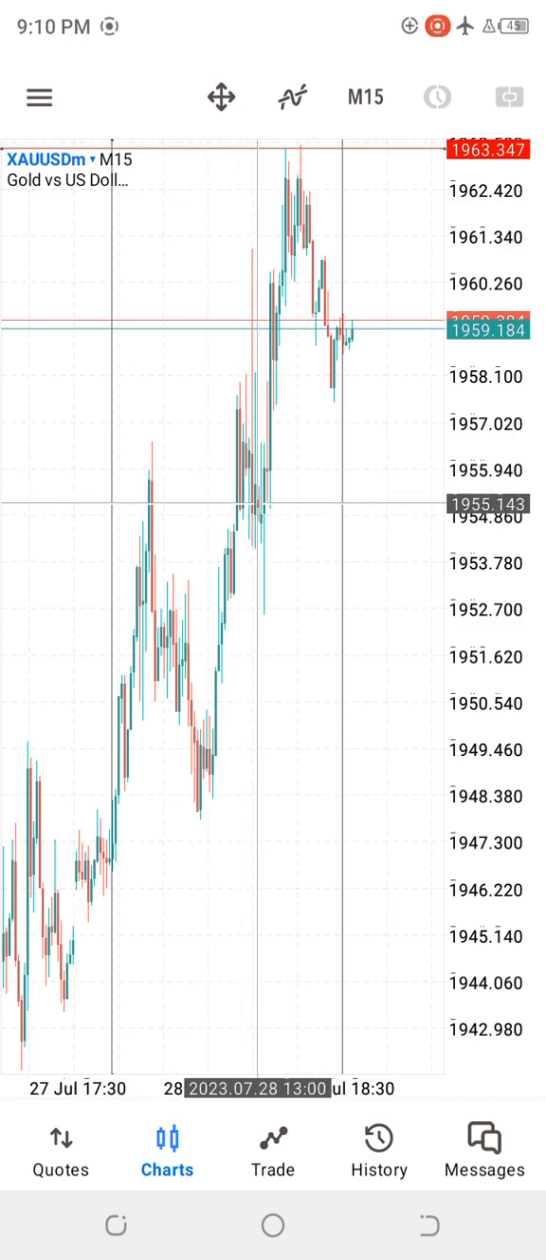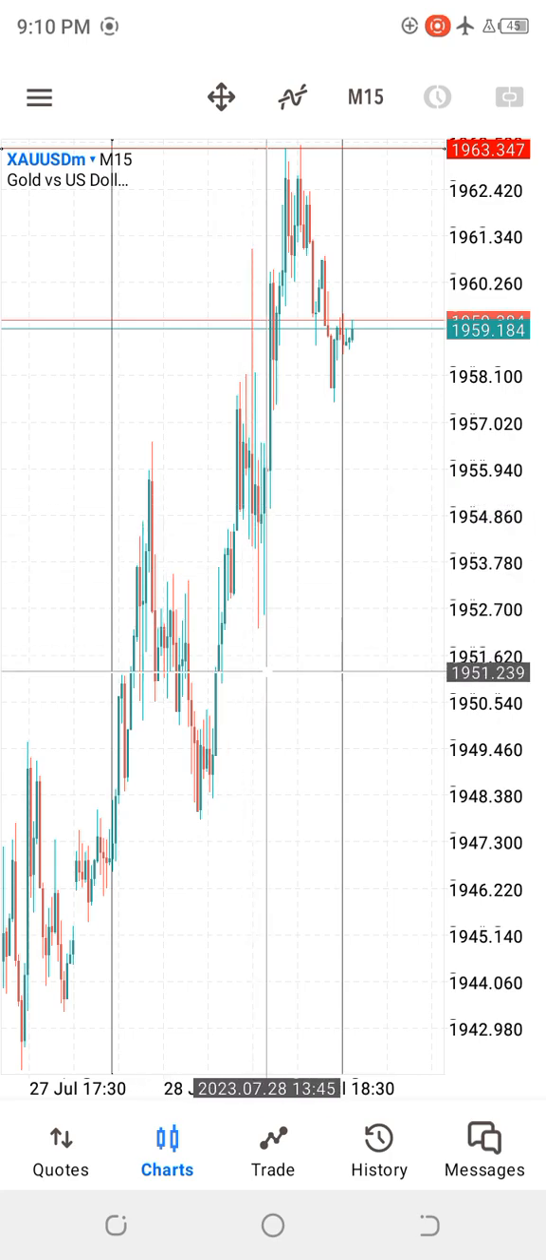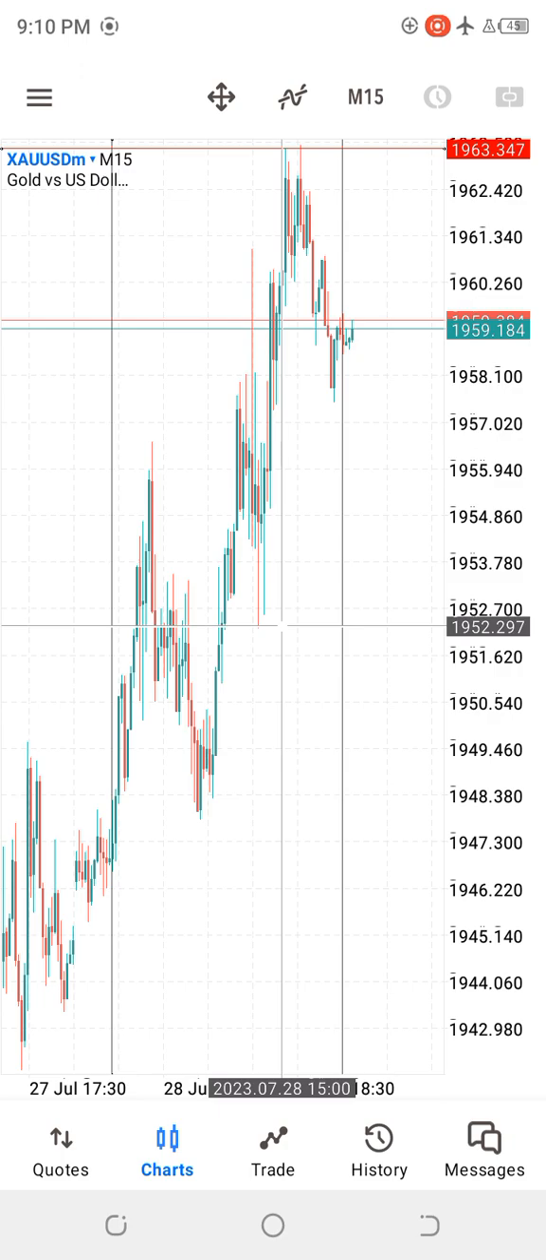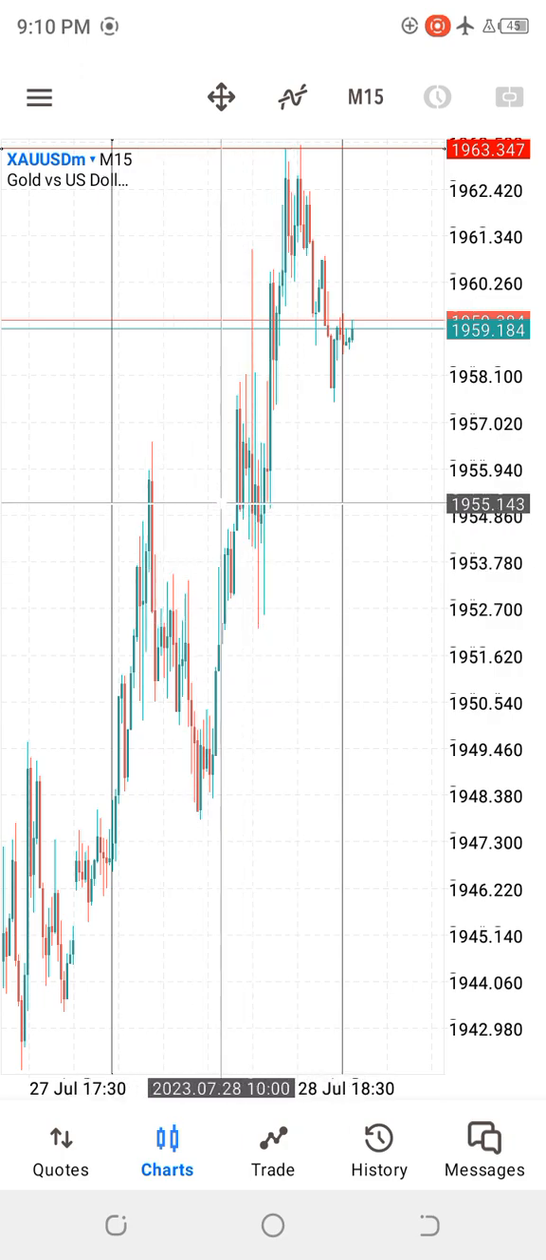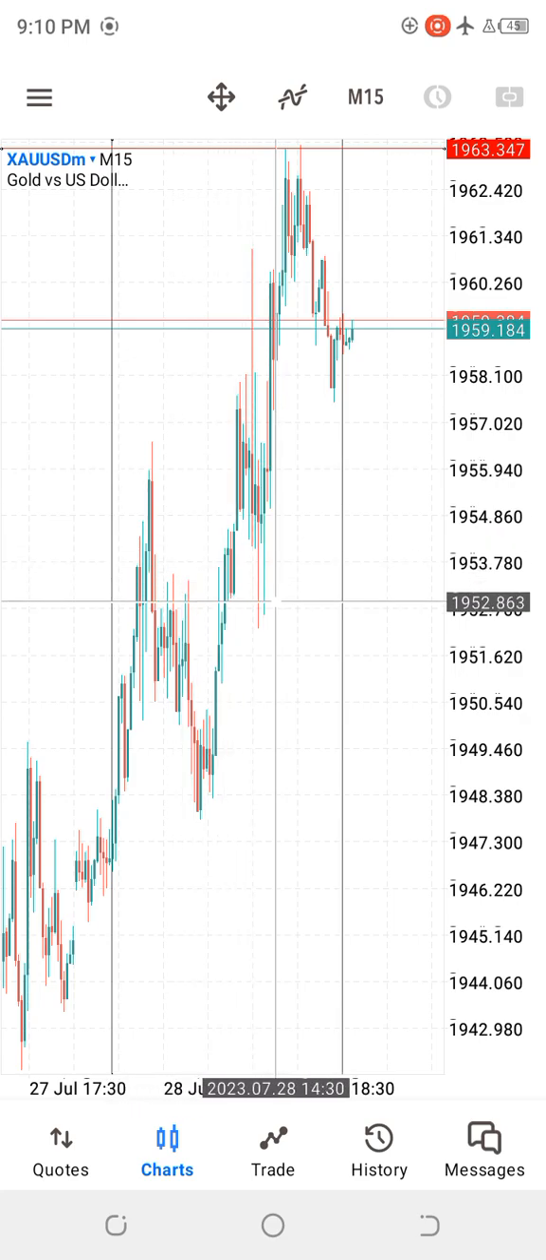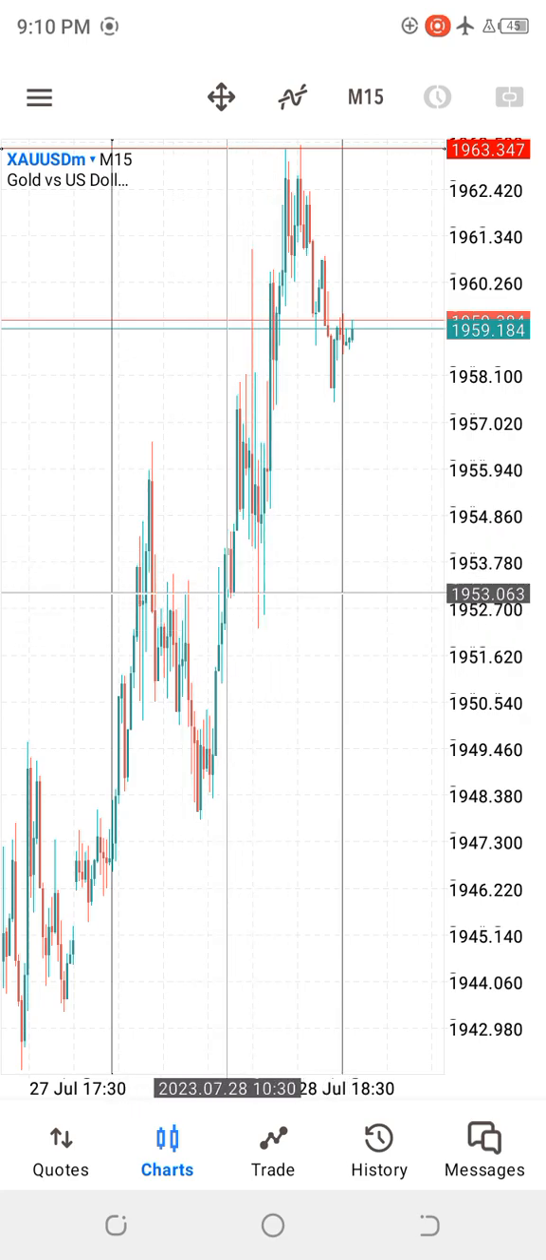Now, what you should know about breaker block is that when you want to enter a breaker block, identify an inside bar. Where an inside bar is or a fair value gap is, that is where you should enter from. You don't just enter from that high right there. You look for where a fair value gap is, then you take the trade.